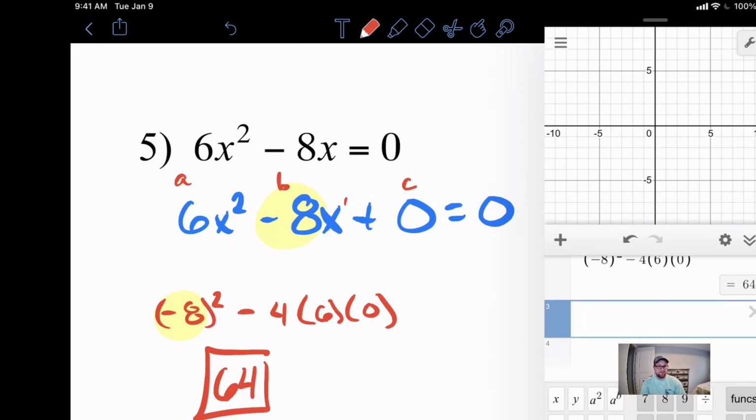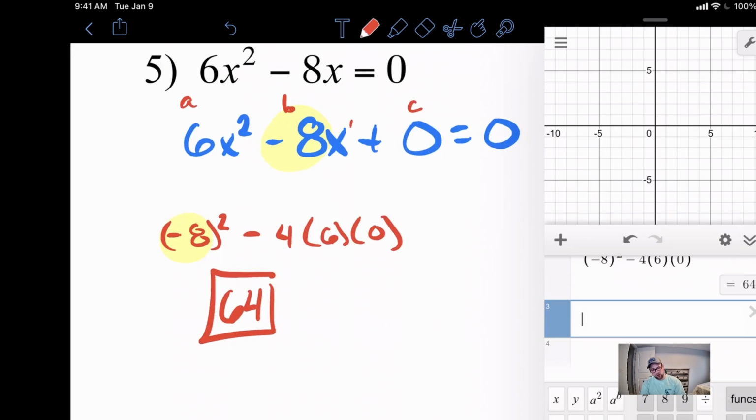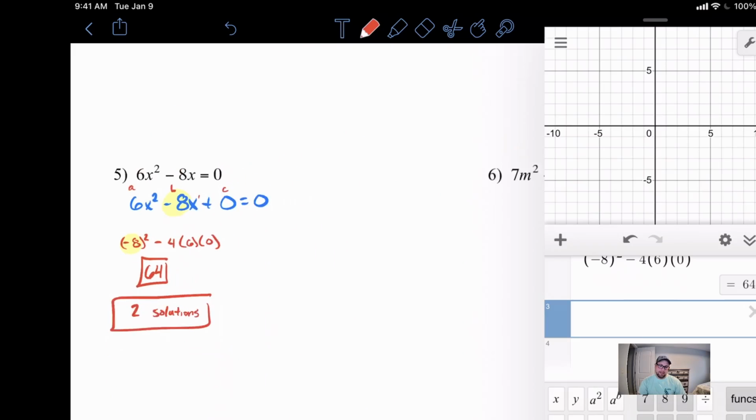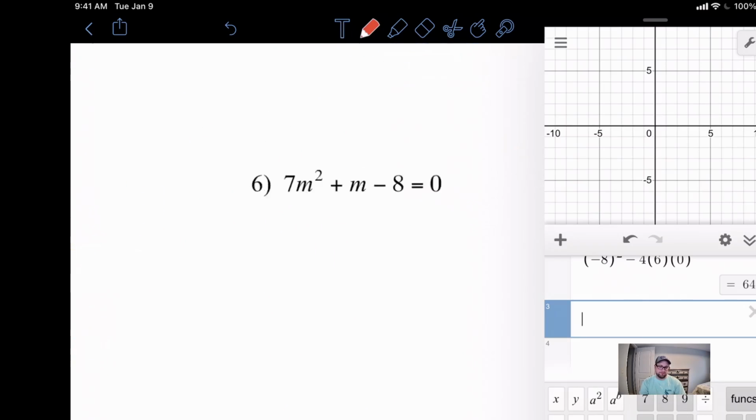And 64 is, well, it's definitely not a negative number. It's not 0. It must be positive. So that means we are going to get 2 solutions. Nice job. Let's look at the last problem. So here's your last one.